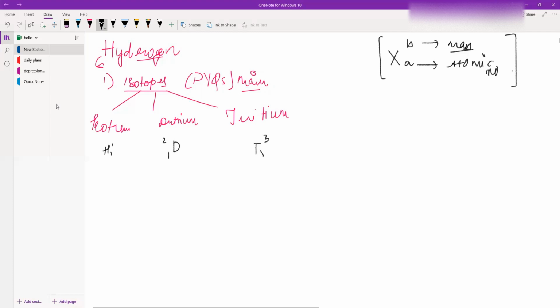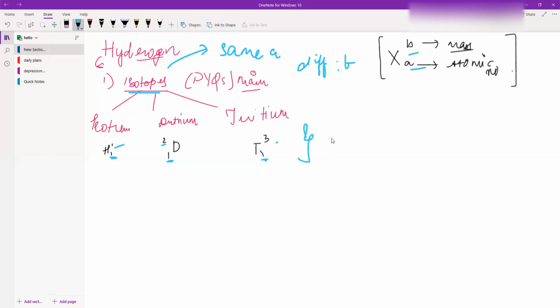So if you see, why they're known as isotopes is that they have the same atomic number, same A. I'm telling A and B with reference to this one, and different B. Okay, so you can see the masses over here are different. Now these masses are different due to the change in number of neutrons. Here we have 0 neutron, here we have 1 neutron, and here we have 2 neutrons.